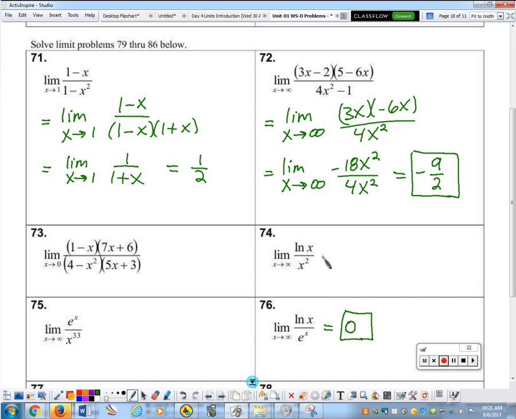Look here, this is related to what we've been talking about. Okay, just look at it. X is approaching infinity. Which grows fastest, top or bottom? Just say it. Bottom. The bottom grows faster, so the whole thing's going to approach 0.